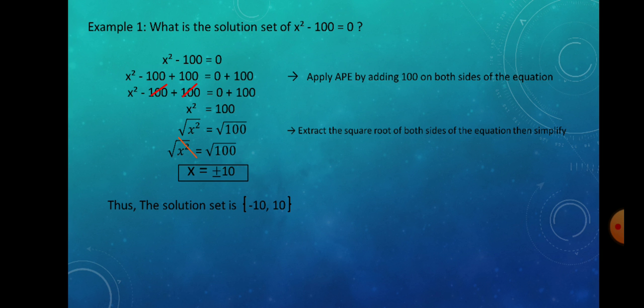Next step, extract the square root of both sides of the equation, then simplify. So if we extract the square root, we can cancel the square root symbol and the exponent 2, and what is left is x. Then get the square root of 100. So the answer is positive or negative 10. Thus, the solution set is the values negative 10 and positive 10. So that's the final answer.